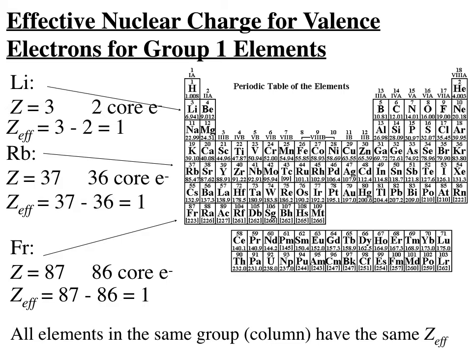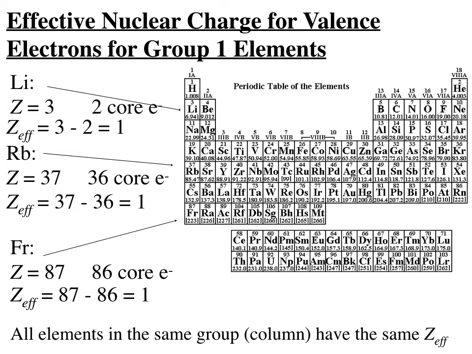Go down to francium, element 87. So it has 87 protons in the nucleus. Its core electrons are represented by the completed rows above francium, which are the 86 electrons before it. So Z effective for francium is 87 minus 86, or 1 as well. So what we're seeing is all these group 1 elements that we've checked on have a Z effective of 1. The single valence electron of all group 1 elements sees an effective charge of 1.